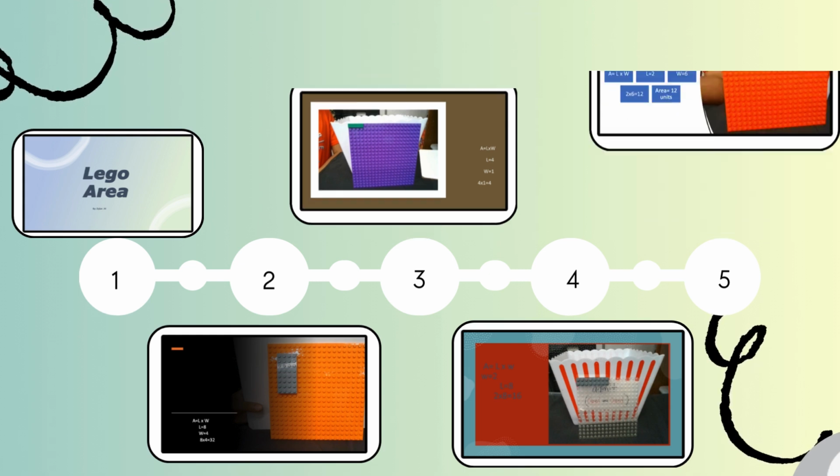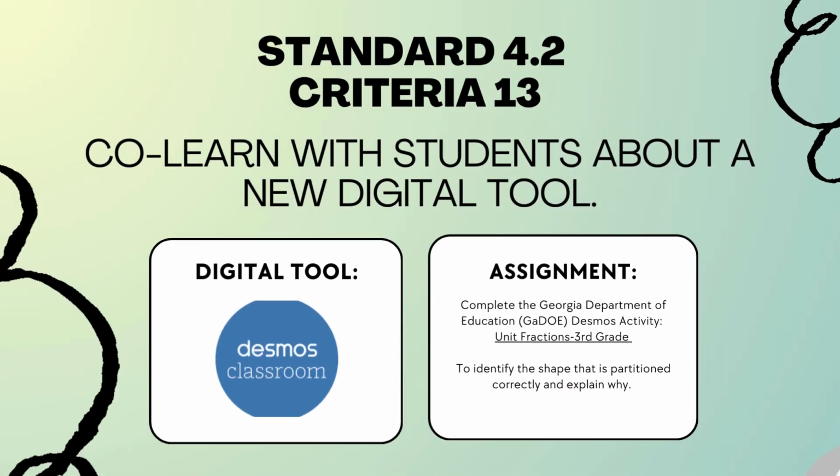For the second standard, 4.2 criteria 13 was to co-learn with students about a new digital tool that I was not familiar with. I wanted to use Desmos Classrooms as it was part of a lesson plan that we needed to use from the Georgia Department of Education, and it was covering fractions. This was to be done in whole group, and then students could go complete the apply section on their own for their independent practice.